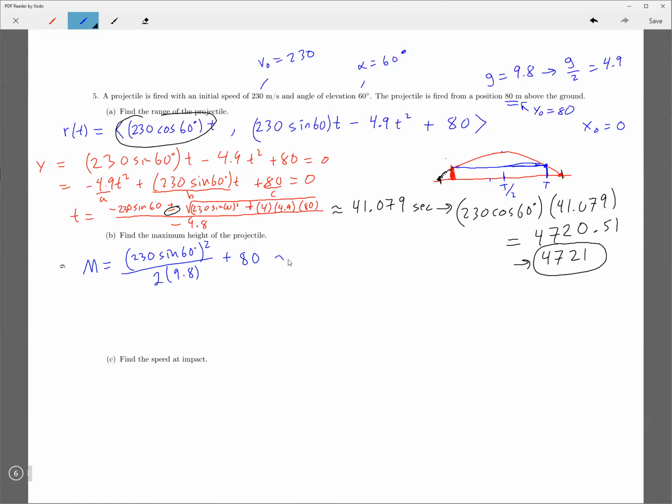Okay, so calculating that, I get about 2124. Wait, no. 2104.